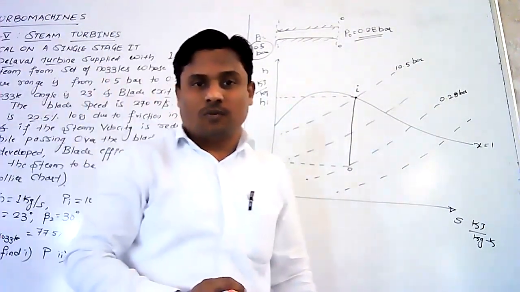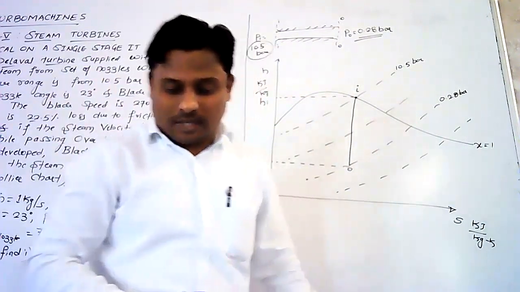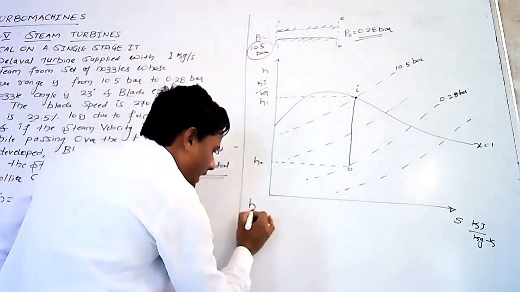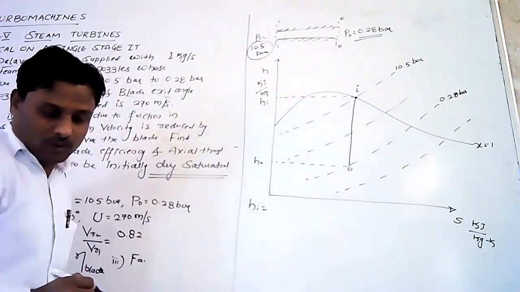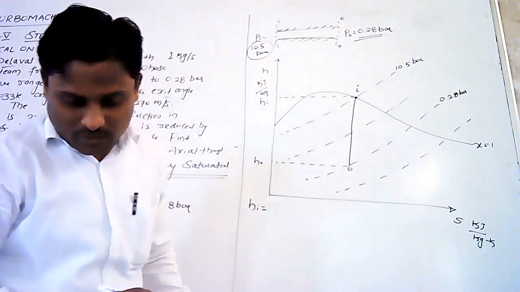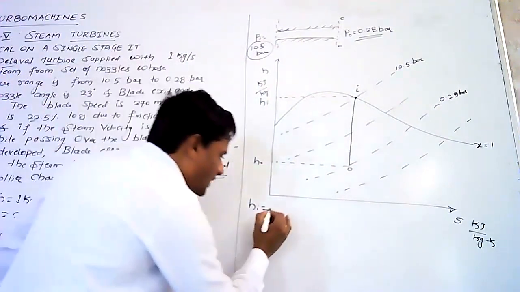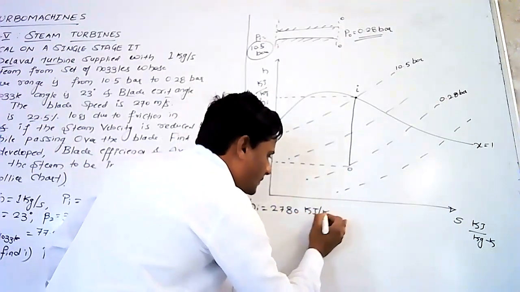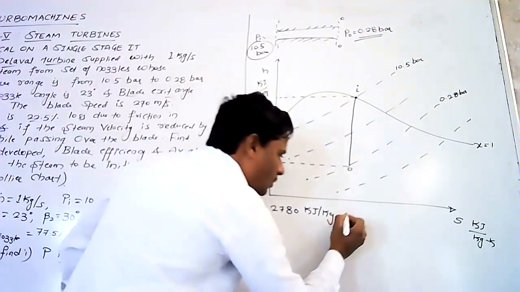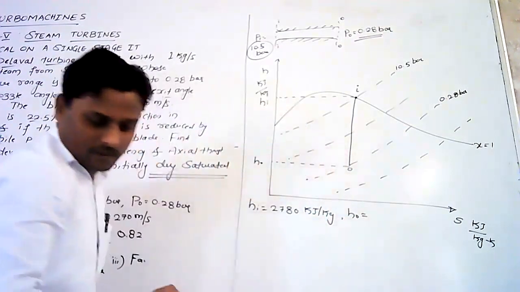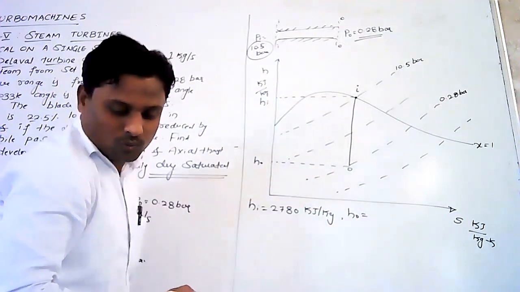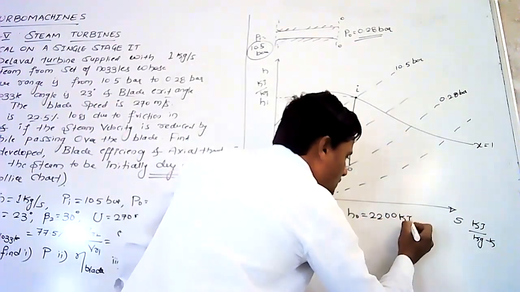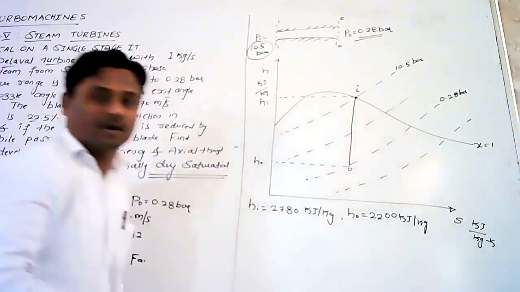After getting the values of these Hi and H0, the expected value from the Mollier chart is Hi equals 2780 kilojoules per kg, and the corresponding value of H naught is 2200 kilojoules per kg.